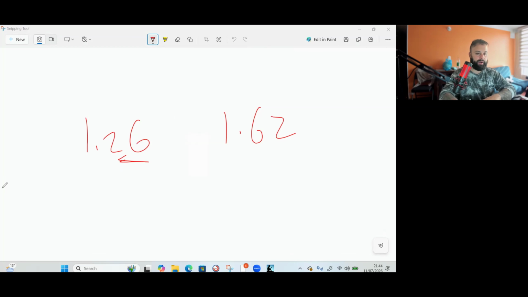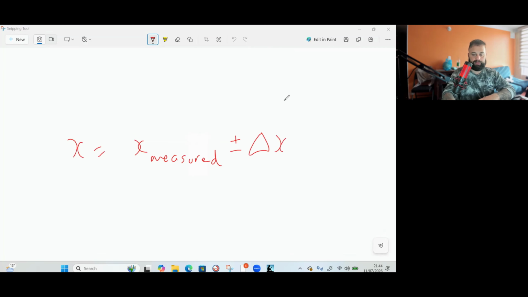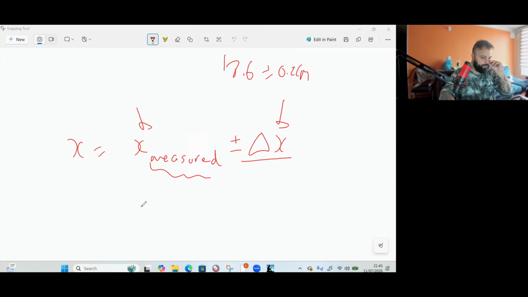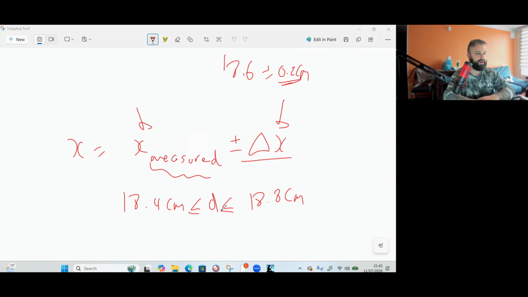So let's now talk about uncertainty. An uncertainty describes the interval within which the true value can reasonably be considered to lie. So X is equal to X measured plus or minus delta X. Now, X measured is the measured value, and delta X is the actual uncertainty. So if I had 18.6 plus or minus 0.2 centimeters, as we did before, we'll add the 0.2 and subtract the 0.2. So the distance will be between those two values.